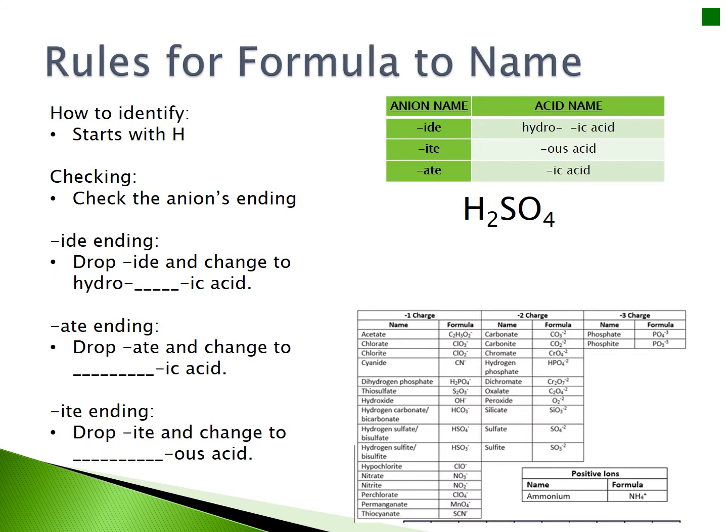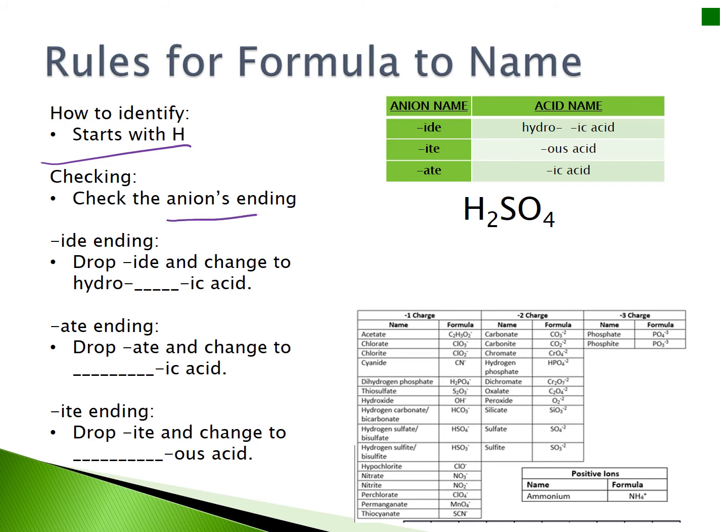All right, now we're going to go the opposite way. So we're going to go from formula to name. So how do we identify it when it's a formula? Well, as I told you on the very first slide, it will start with an H. That's what makes these acids so special, is that they literally start with an H. Okay, so I identified it as an acid because it started with that H.